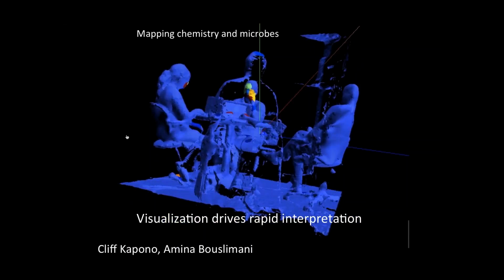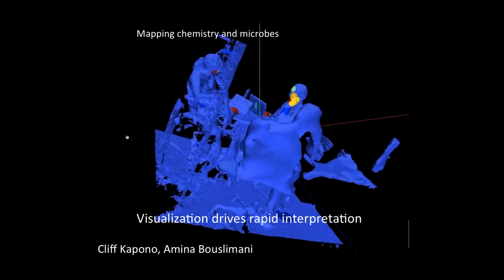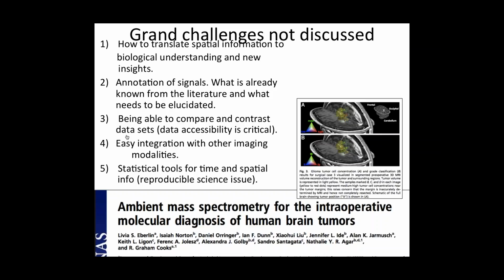And you can apply it to office studies, you can apply it to medical studies, you can apply it to so many other different things. So some of the grand challenges that we didn't discuss is really how do we translate spatial information to gain biological understanding? The annotation of signals. There's a lot of imaging mass spectrometry. We publish it. There's a couple of signals that are identified, but there's no curated place that we can go to say, okay, if I see the 3375, it is this particular molecule because it's been seen in these particular imaging mass spectrometry data sets.